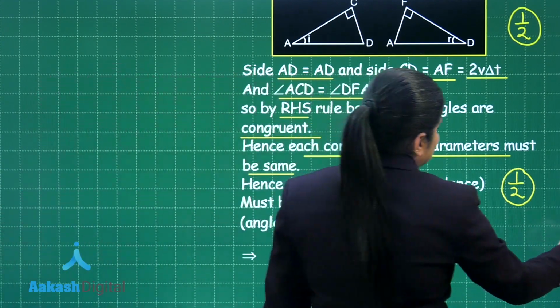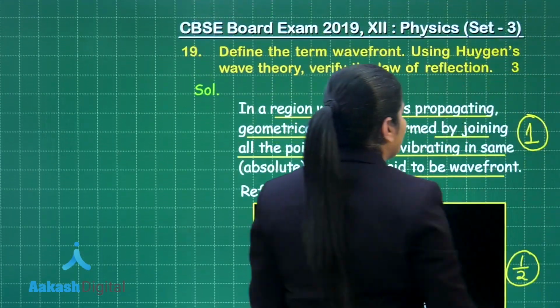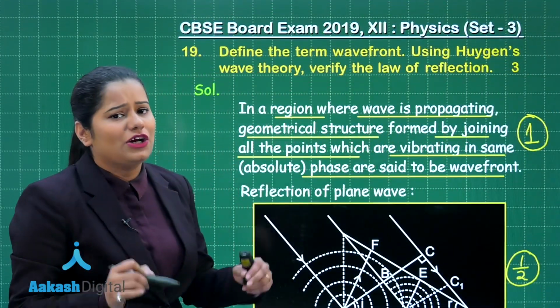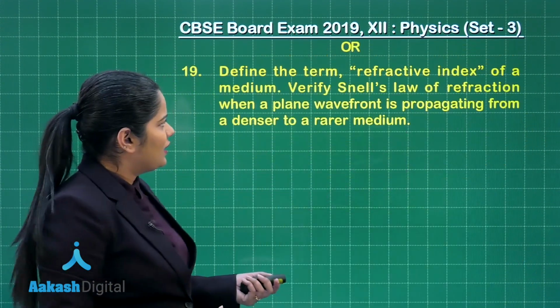So I hope this is clear to you that how in this particular question you are going to get 3 out of 3 marks. Now let's have a look at the next choice of the same question. So here we have it.